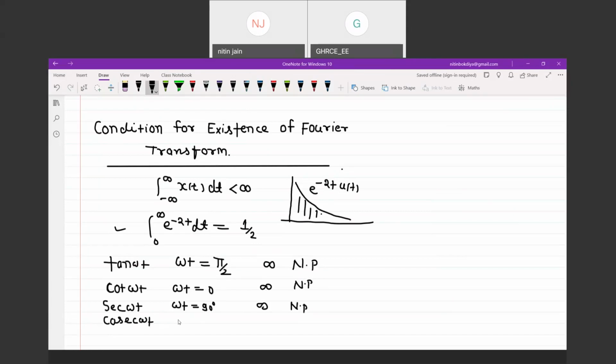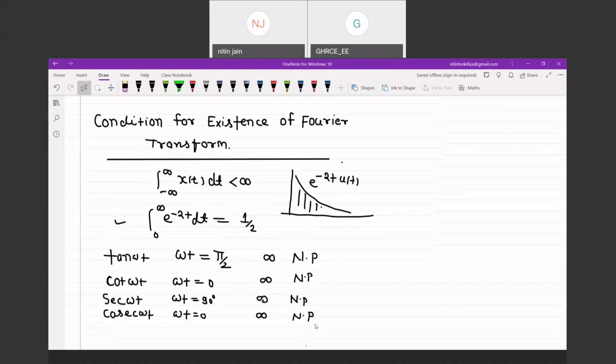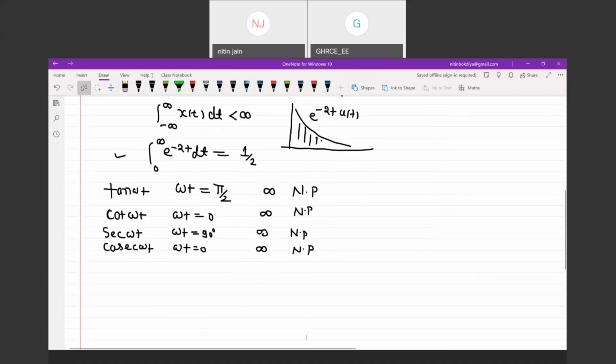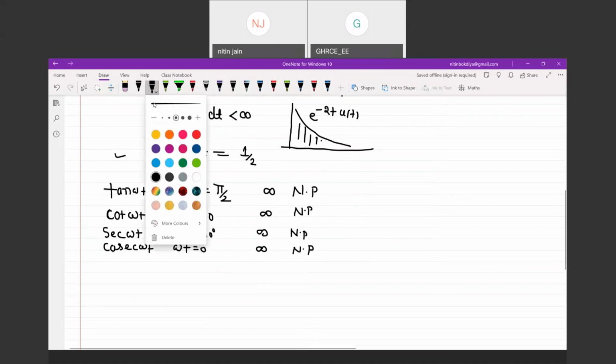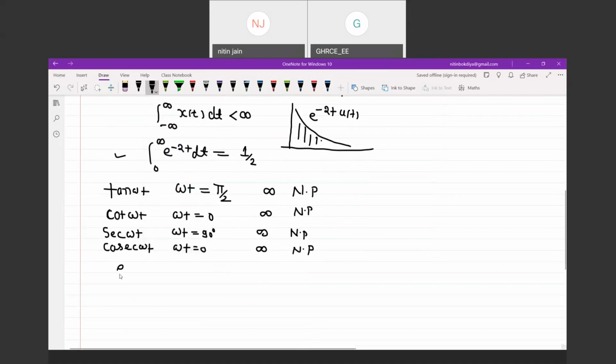Suppose we have omega t equal to 0 degrees, the magnitude is infinite, so the area under the curve is infinite, and the Fourier transform is not possible. And the Fourier transform is not possible for this signal either. You can ask, what is the Fourier transform of this function e to the power 2t into u(t)? We know that at t equal to infinity, this function will be infinity. That's why the Fourier transform is also not possible for this.